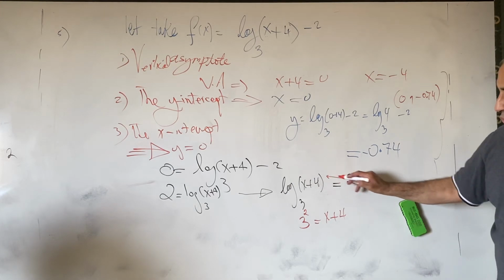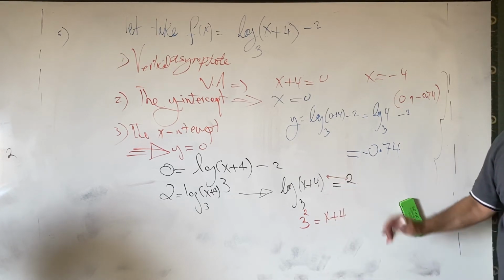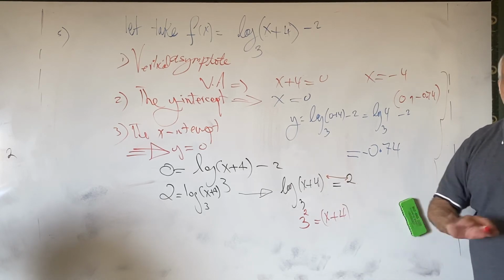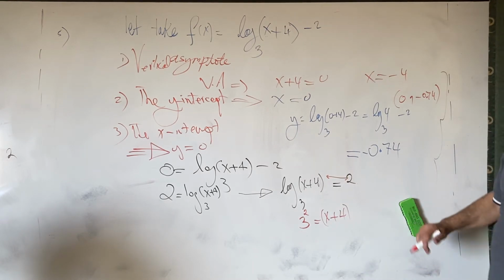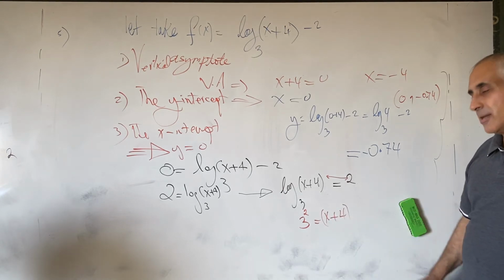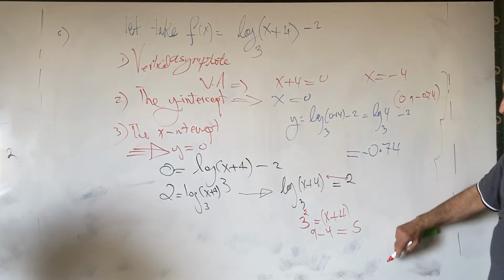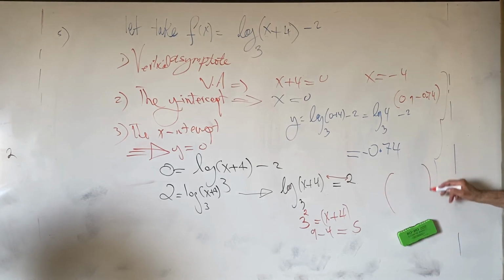I switch those when I want to go back to exponential. I switch these when I want to go back to logarithmic. This is your baby. You cannot say, I don't like it. So 3 to the power 2 is 9. 9 minus 4 is 5. And x in this case is 5. So what are your coordinates? 5 and 0.